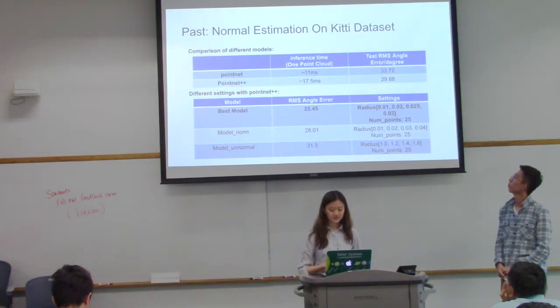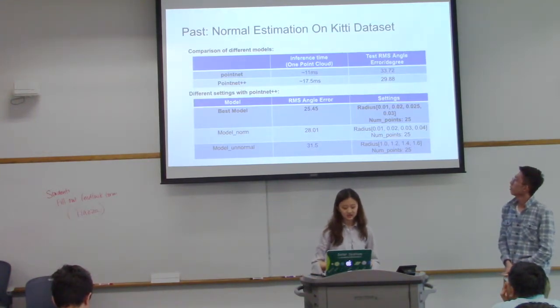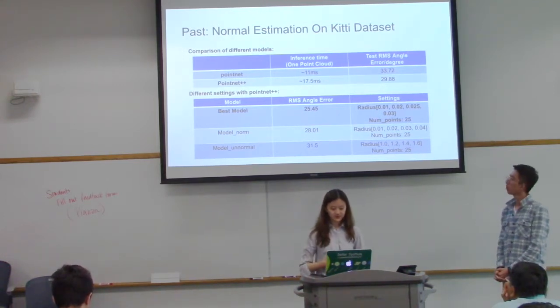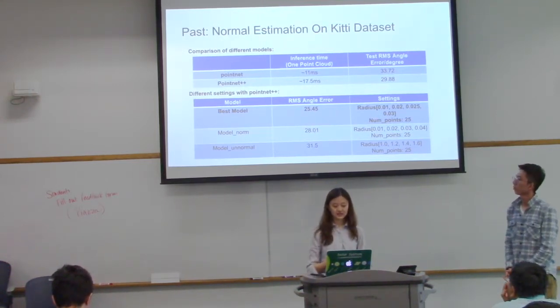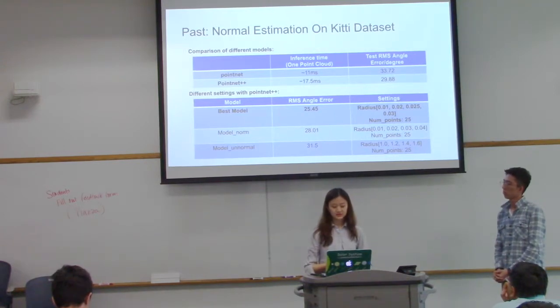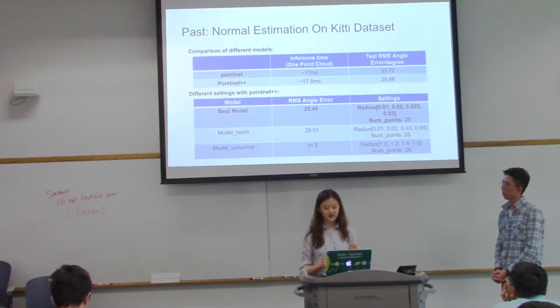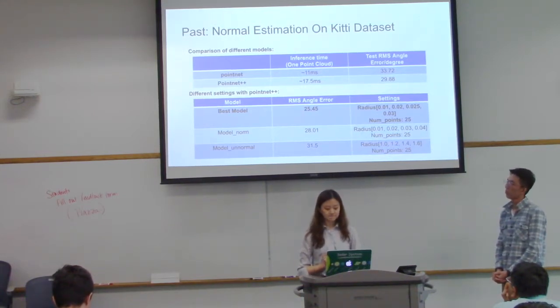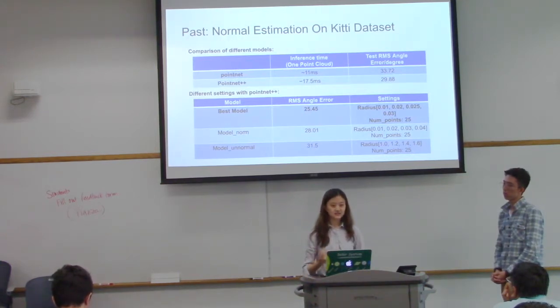Also here are some results on the KITTI dataset. From the first table, we can see that PointNet++ is still a little bit better than PointNet, and by tuning the radius, we can get our best model of 25 RMS angle error. However, PointNet++ has some problems.